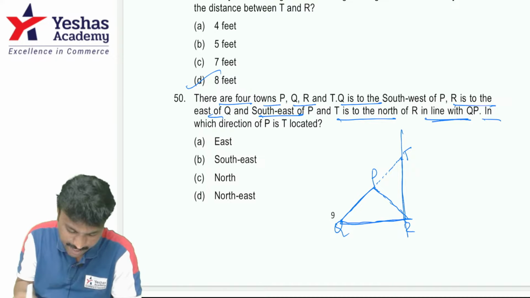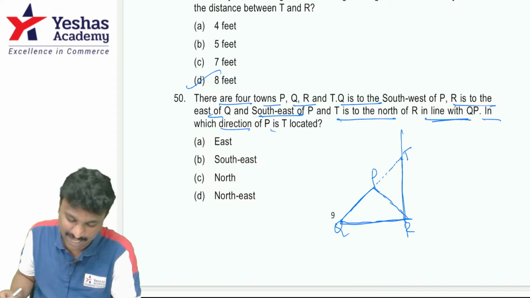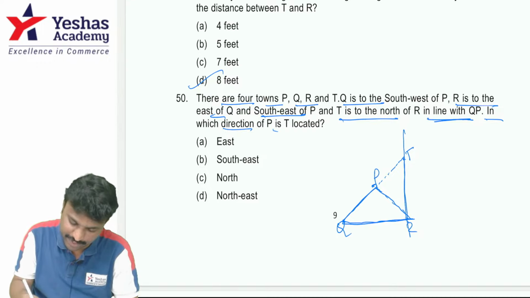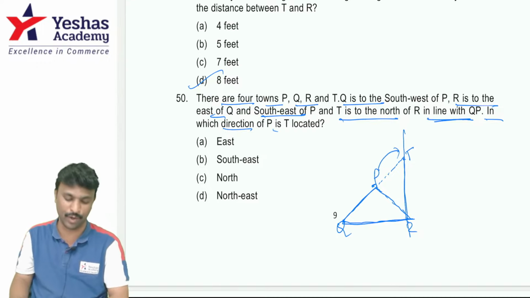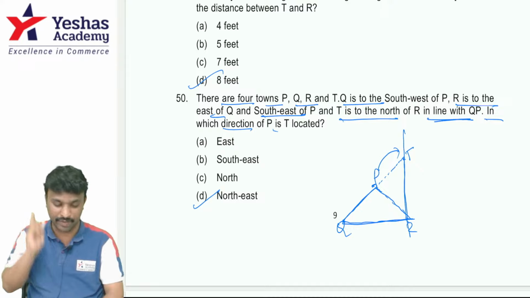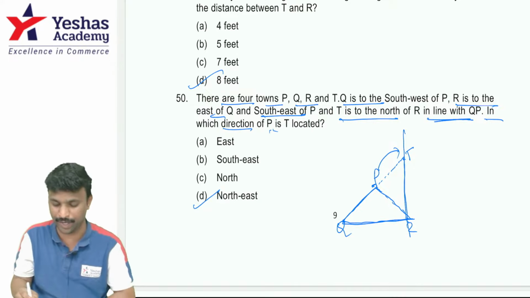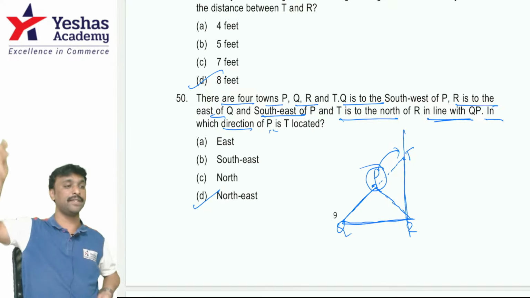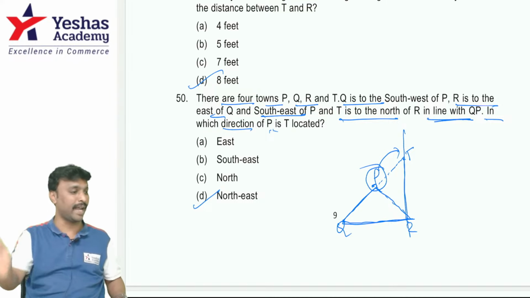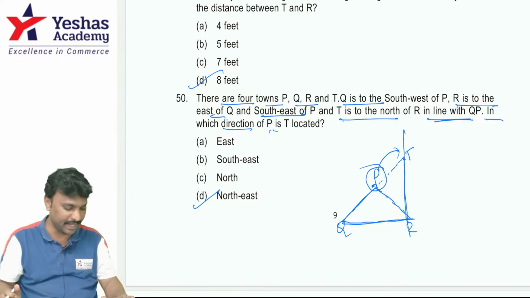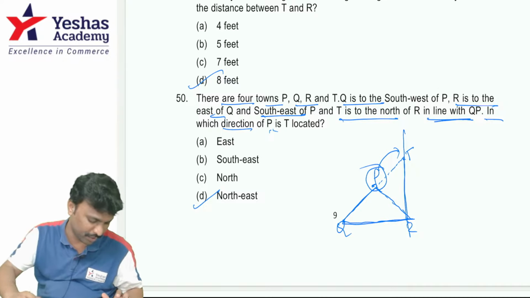Now the question is, in which direction of P is T located? With respect to P, where is T located? In the northeast direction. That means with respect to P, where is T? Above, that is north, towards the right, that is east. So northeast is the answer. Have you understood?